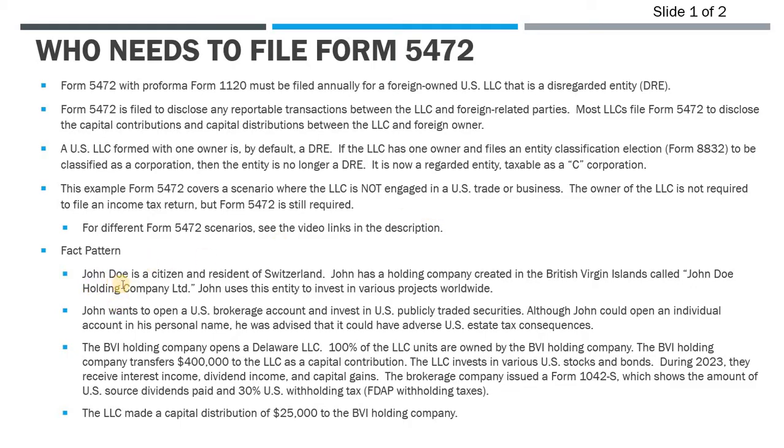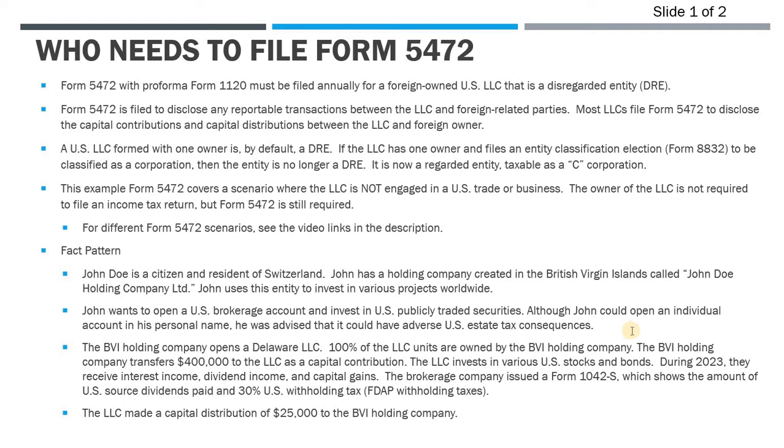So if we look at the fact pattern here, we have John Doe, a citizen and resident of Switzerland. Now, John has a holding company that he set up in the BVI, and that entity is called John Doe Holding Company Limited. And John uses this entity to invest in various projects and investments worldwide, right? So this operates as his initial investment holding company. Now, John wants to branch out a bit more, and he wants to open a U.S. brokerage account and invest in U.S.